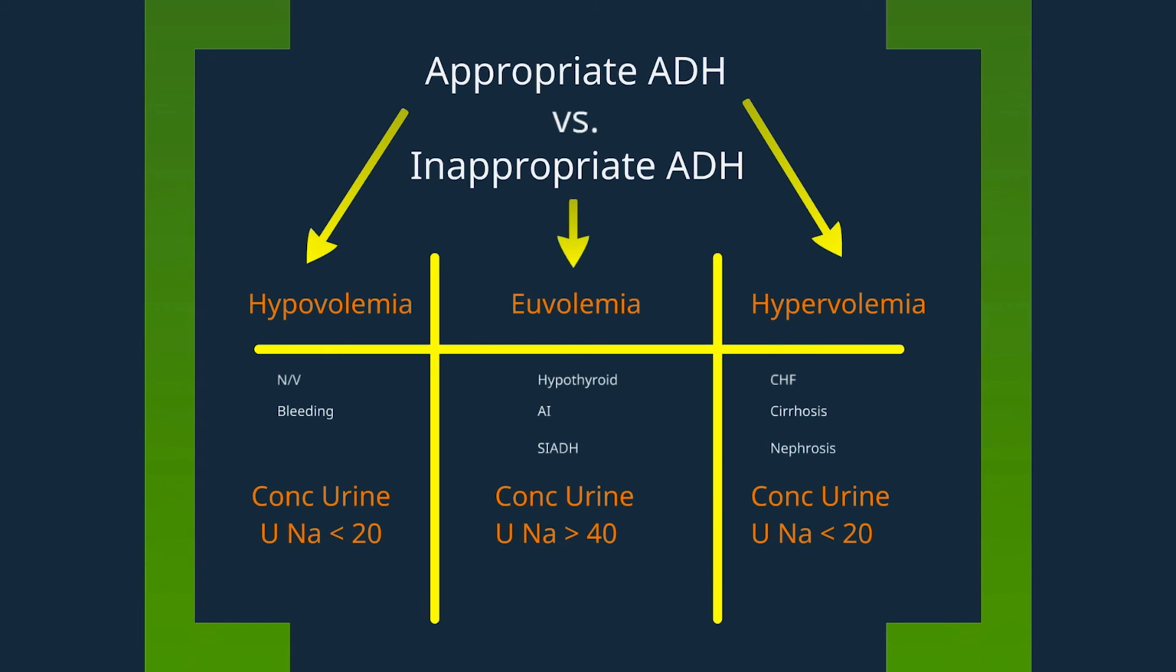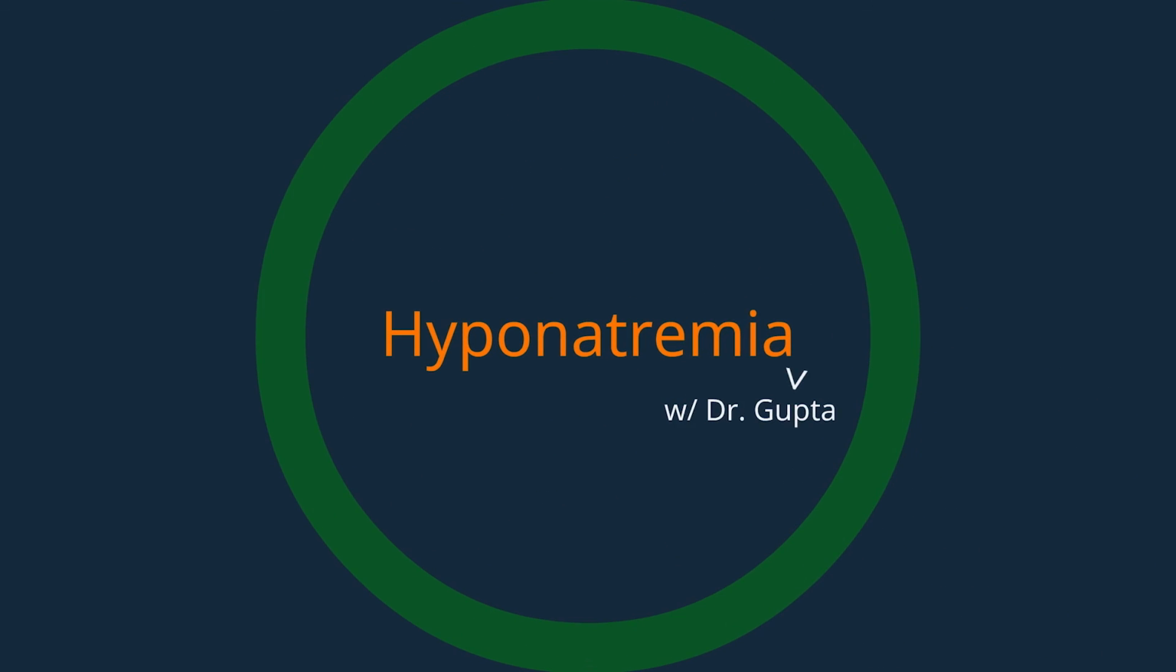So in summary, if the patient has a concentrated urine, the next step would be to check the urine sodium. If it's low, it suggests intravascular volume depletion. If it's high, it suggests euvolemic hyponatremia. One last take-home point: to define the patient as having SIADH, one must rule out hypothyroidism and adrenal insufficiency. That's hyponatremia.